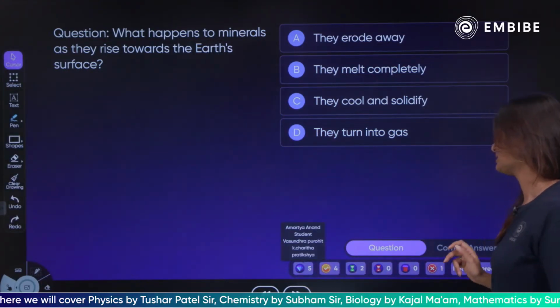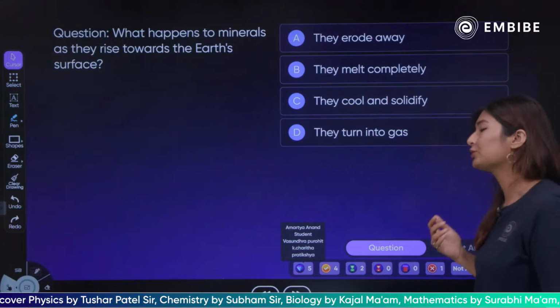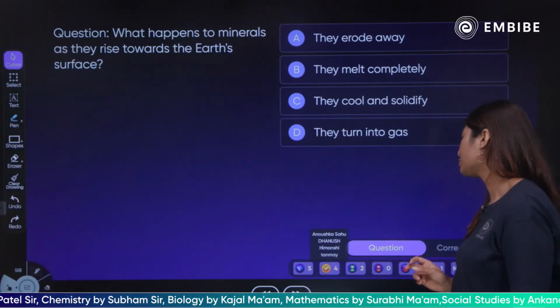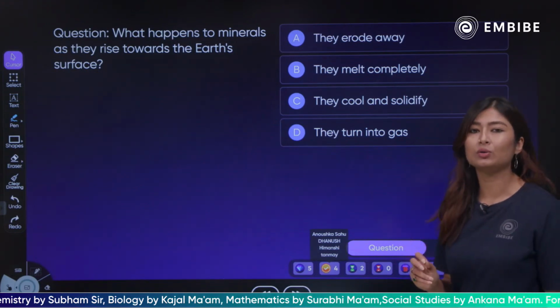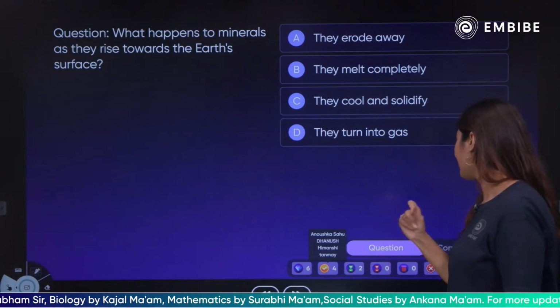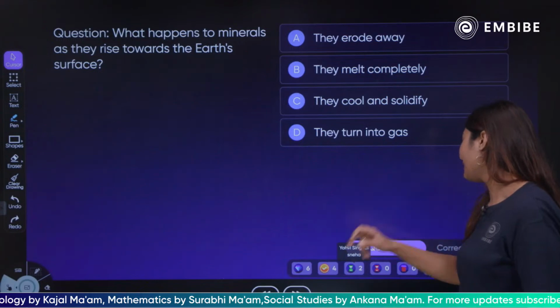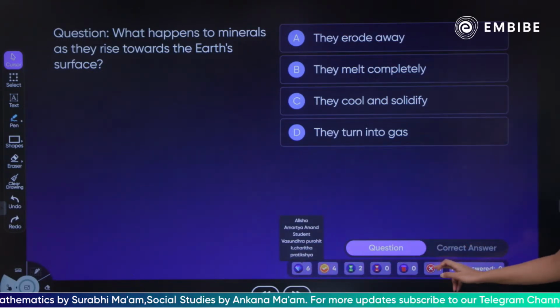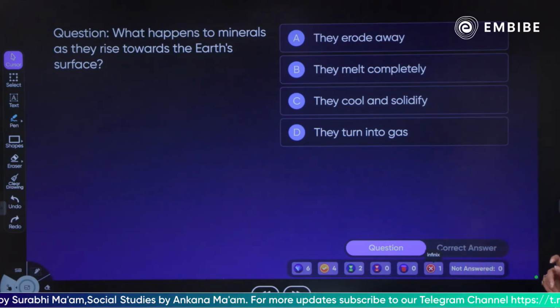So we have Amartya student, Vasundhara, Charita and Pratiksha have answered absolutely correct in perfect timing. Anushka, Dhanush, Himanshi, Tanmay seem to knew the answer, so they were very quick with it. And Yahvi and Sneha have also answered. Alisha has also answered in perfect timing. Good job. Infinix has taken an attempt.